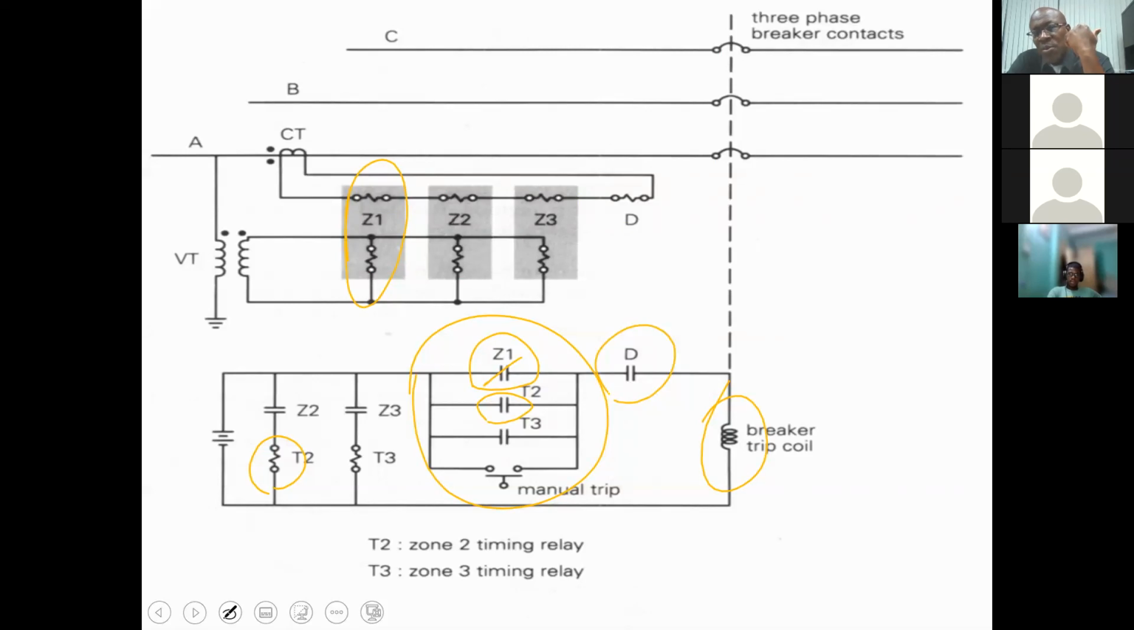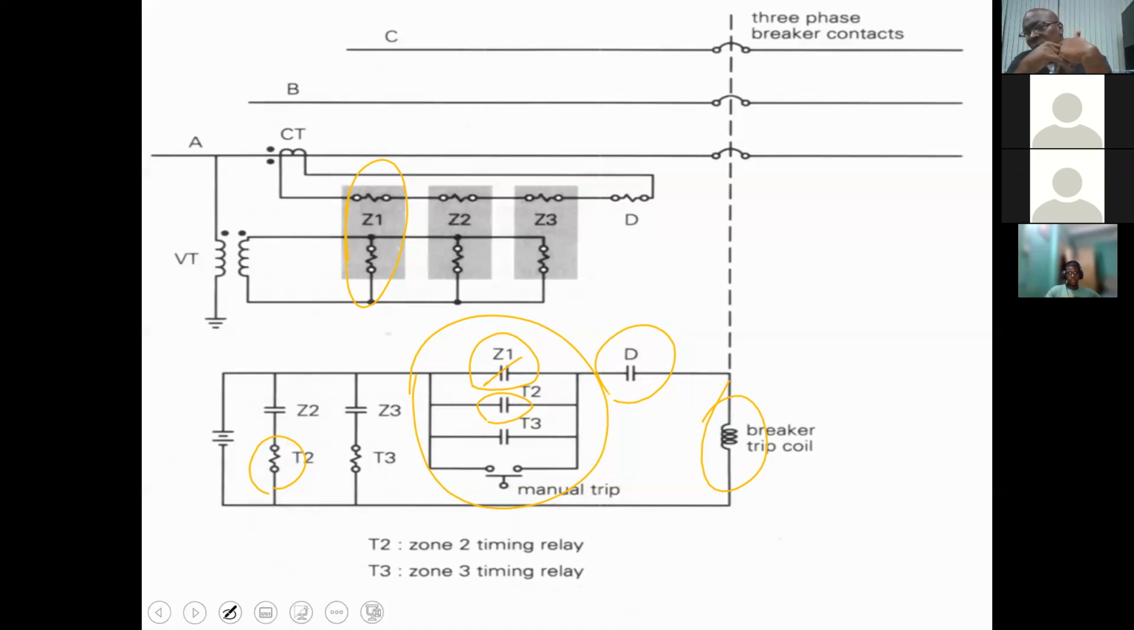But if the fault is in zone 2, and I hope you understand that we're not talking about one fault causing all of this to happen. If the fault is a zone 1 fault, Z1 will close. No argument. If the fault is a zone 2, the zone 2 contact will close. I mean, all of them will close, but if it's a zone 2, it allows time to pass and then it clears the fault.